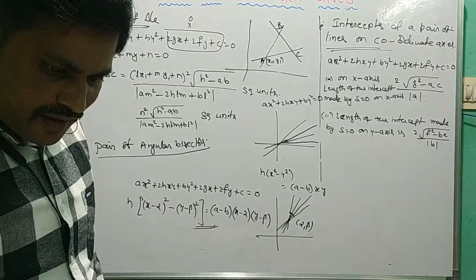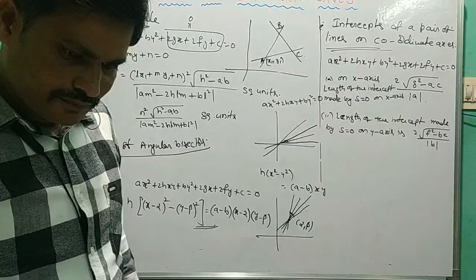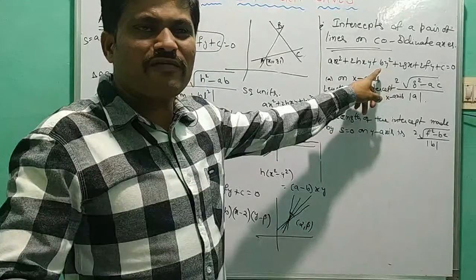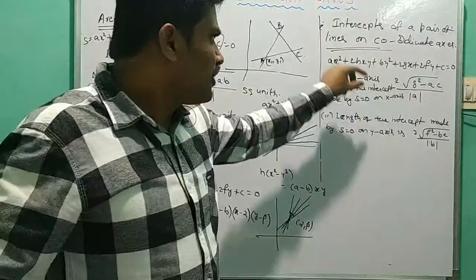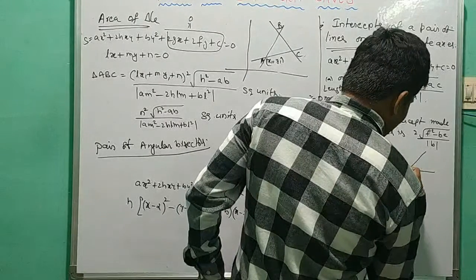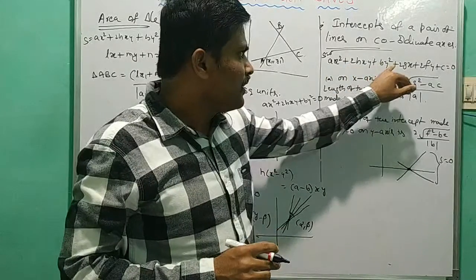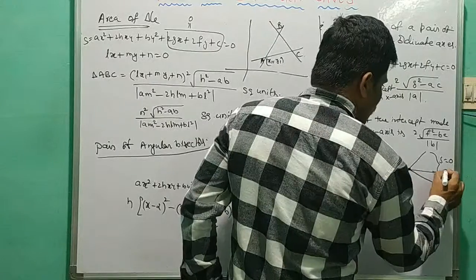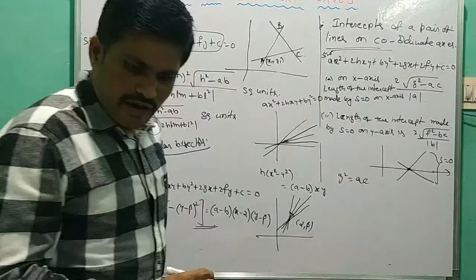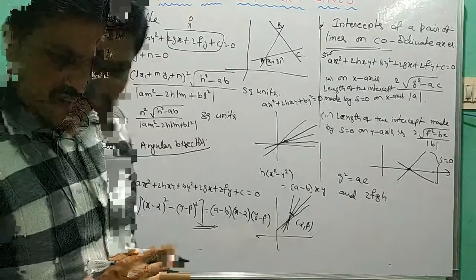Similarly, the given pair of lines ax square plus 2hxy plus by square plus 2gx plus 2fy plus c equal to 0 intersect on the x-axis. Now here we have to observe that the lines intersect on the x-axis. Then the condition is g square equal to ac and 2fgh equal to af square plus ch square.